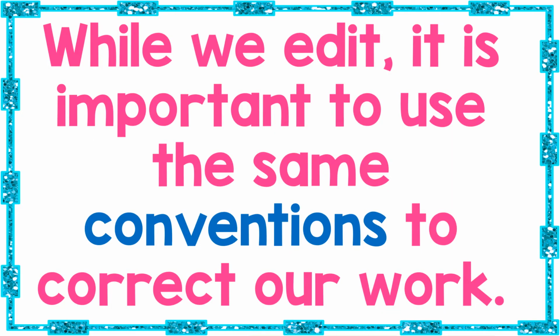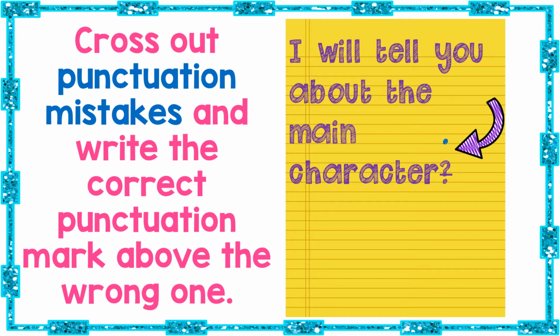When we edit, it's important that we use the same conventions to correct our work. So using that basic checklist every time you write will make your writing better and will develop some habits and patterns of good writers. You may want to take a pen, like I said, or a crayon, and mark out things that are wrong that you're going to fix in your final draft, your final writing, right before we publish it.